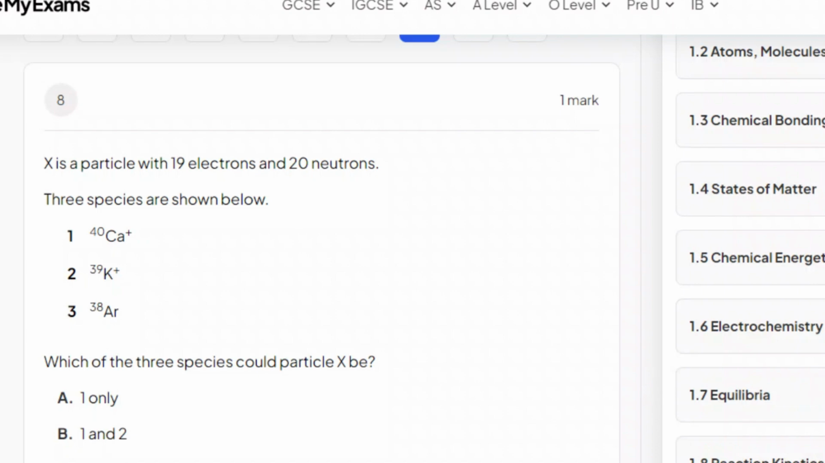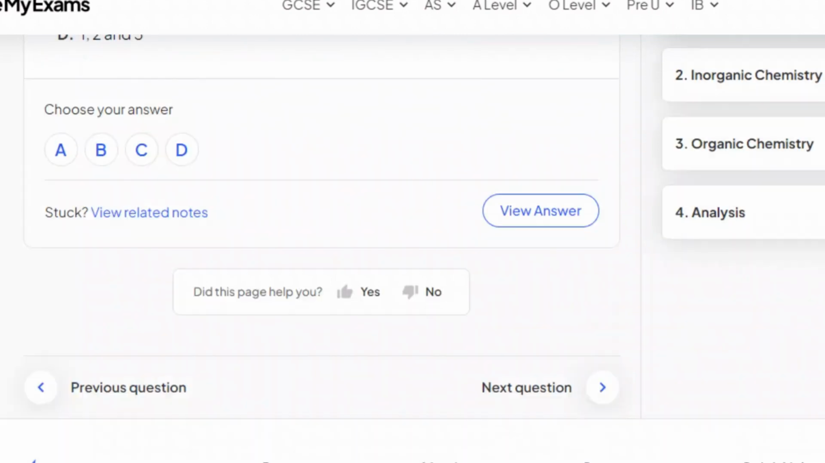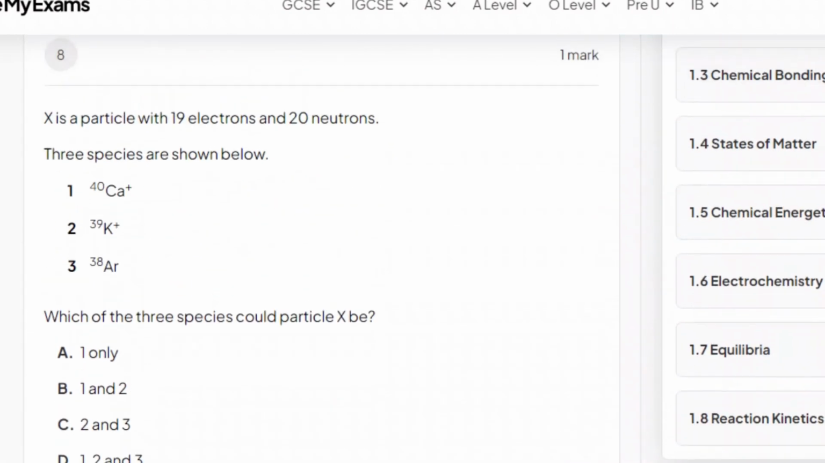Okay, so they said it has 20 for its number of neutrons. Let's consider number 1. Number 1 is calcium, which has a mass number of 40. So if it had 20 neutrons, it would be expected to have 20 protons. So 20 plus 20 makes 40. And since it's a positive ion right here, we can see that it has lost 1 electron. So number 1 is correct.